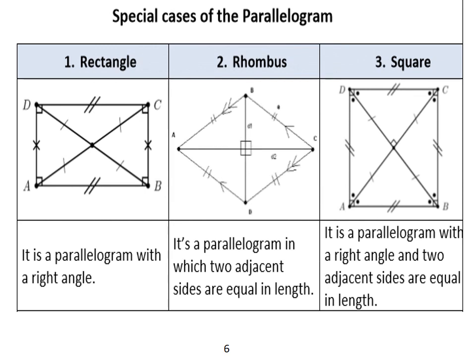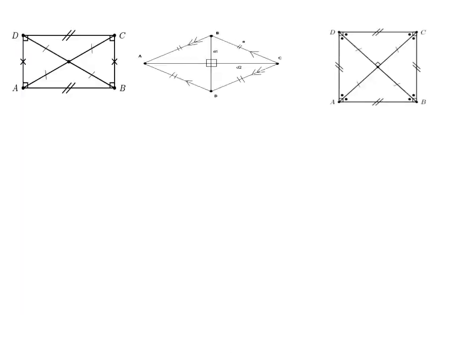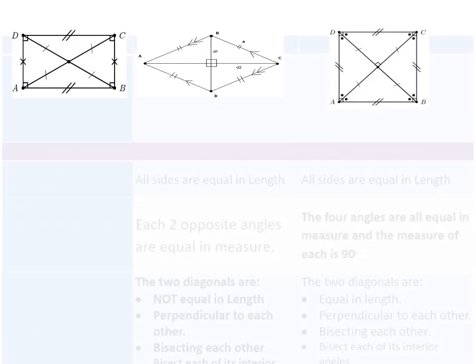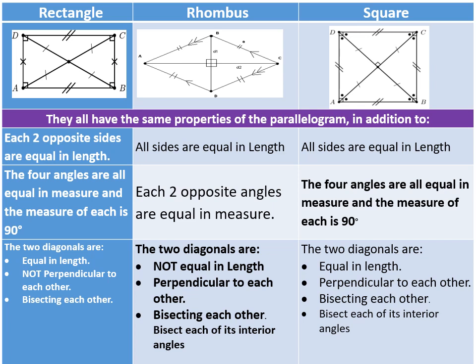Special cases of the parallelogram. Number one, a rectangle. It's a parallelogram with a right angle. Number two, rhombus. It's a parallelogram in which two adjacent sides are equal in length. Number three, square. It's a parallelogram with a right angle and two adjacent sides are equal in length. The rectangle, rhombus, and the square all have the same properties of the parallelogram.